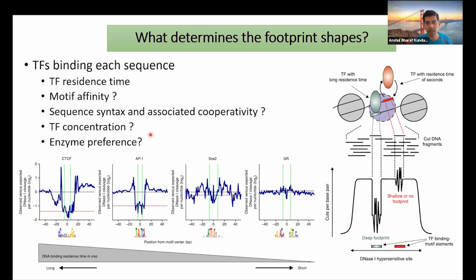But there's many other factors. There's the affinity of the actual sequence that the TF is binding to. That can have an influence. There is not just the exact sequence it's binding to, but the surrounding context has a big impact. There's lots of cooperative effects, so overall syntax of the sequence matters. The concentration of transcription factors matters. And then there is the big elephant in the room, which is enzyme preference.